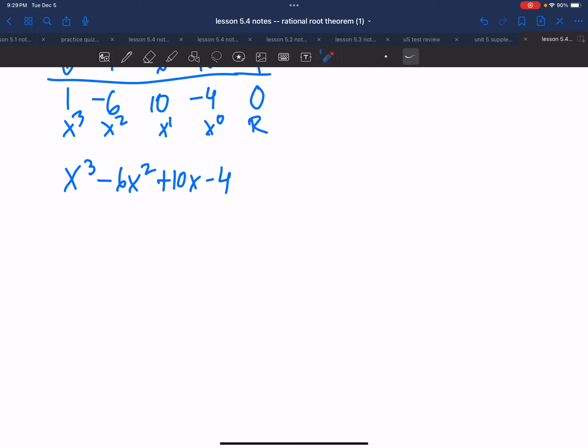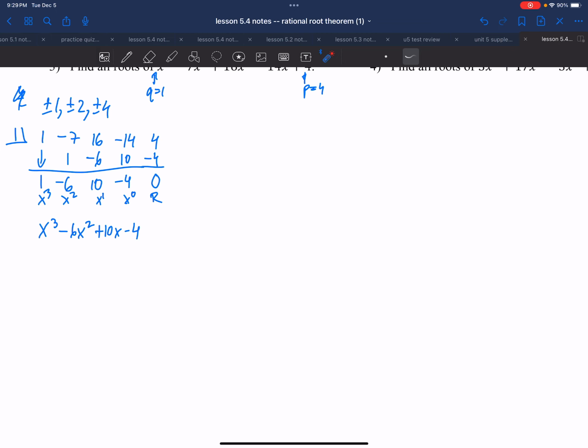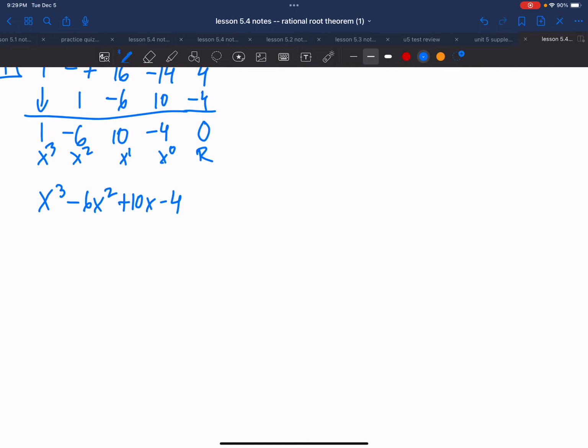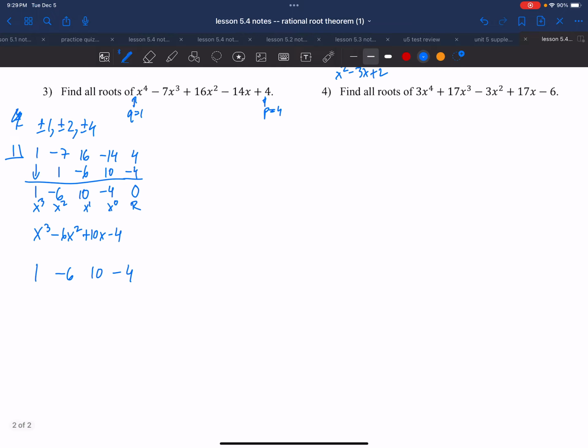Now, what do I do with that? Well, I could try grouping: x squared, x minus 6, plus 2, 5x minus 2. Uh-oh, that doesn't work, right? Grouping doesn't work. So I can't continue to factor by grouping. I have to use the rational root theorem again, more. So take the coefficients of that new quotient polynomial and keep testing roots, right?